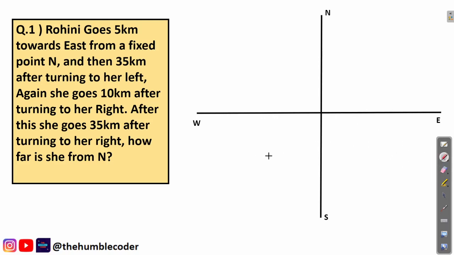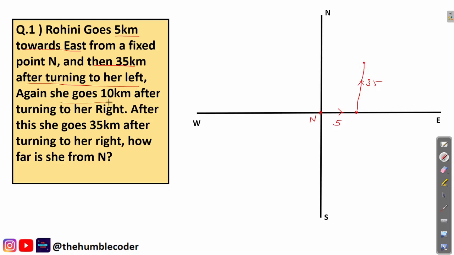Now let's straight away start solving the questions. The first question we have is, Rohini goes 5 kilometers towards east. So 5 kilometers towards east, as always we will start from this point. We can mark it like this, 5 kilometers towards east from a fixed point N. So this is our fixed point N. And then 35 kilometers after turning to her left. After turning to her left she goes 35 kilometers, so 35 will be in this direction.